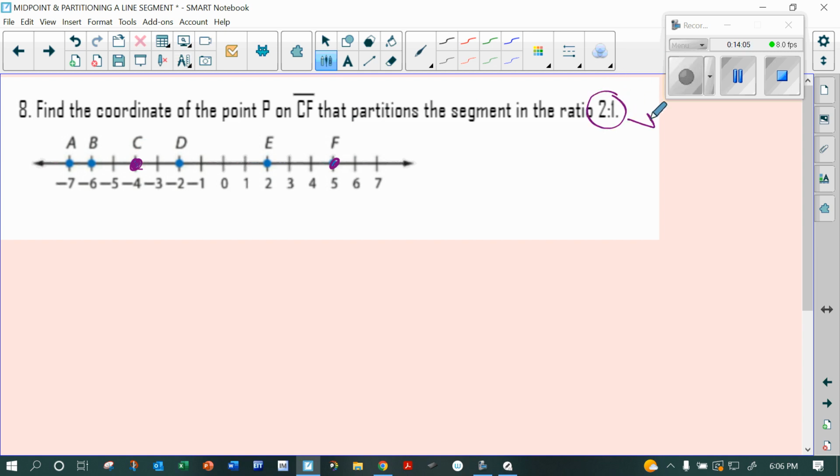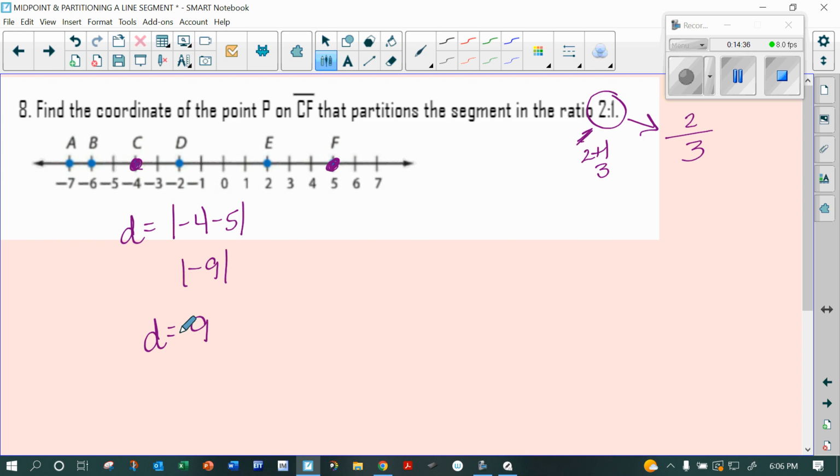So first of all, we got to take this 2 to 1, and we have to turn it into a fraction. The first number is 2, so your 2 is going to be your numerator. 2 plus 1 is 3, so that's your denominator. So first thing we're going to do is find your distance. So the distance is going to be -4 minus 5. So from -4 to 5, from C to F. So that's -9. The absolute value of -9 is 9. So my distance is 9.